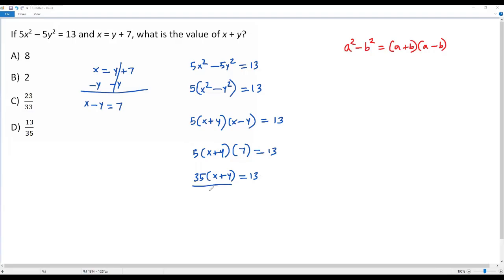Now let me divide both sides of this equation by 35. When I do so, the 35 over here and here will cancel out. I'm getting x + y on the left side. On the right side, I'm getting 13 over 35. Here I got the value of this expression x + y. Its value is 13 over 35. We find this value 13 over 35 in answer choice D. The correct answer choice for this question is D.